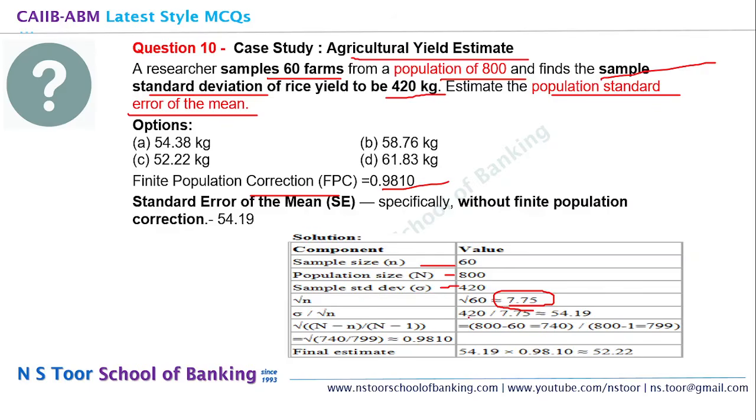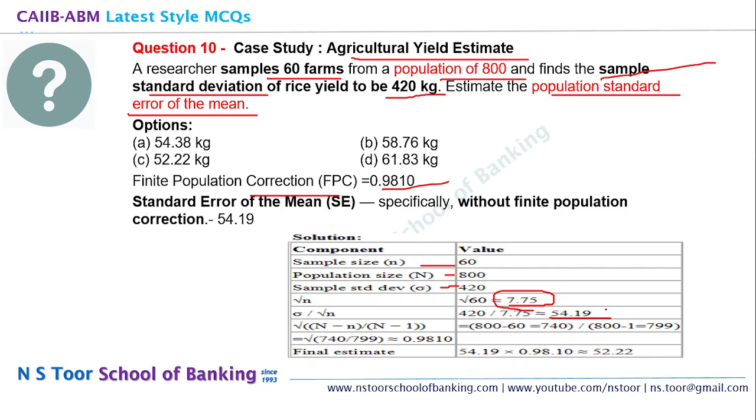What is the sigma here? How much standard deviation is given? 420 divided by 7.75. So how much is the standard error? What is my standard error? 54.19 will be my standard error.